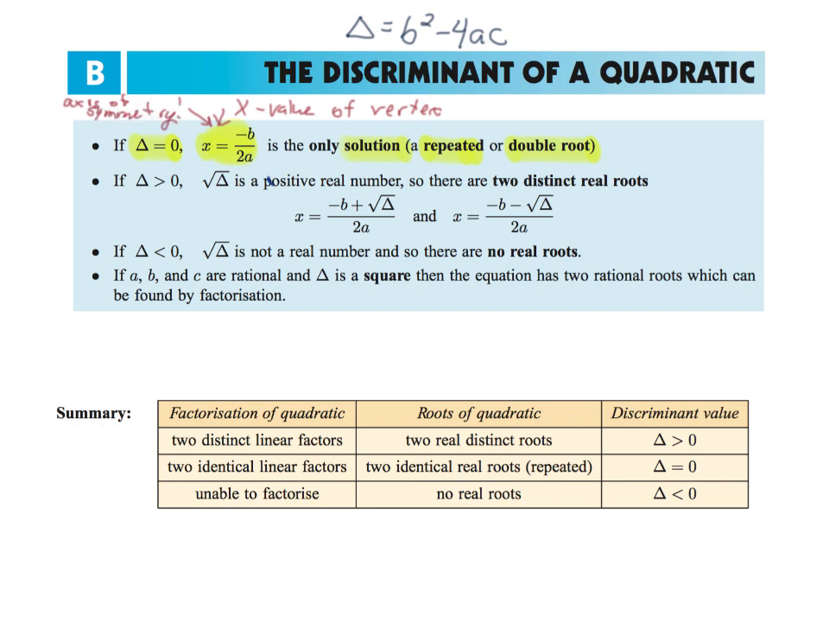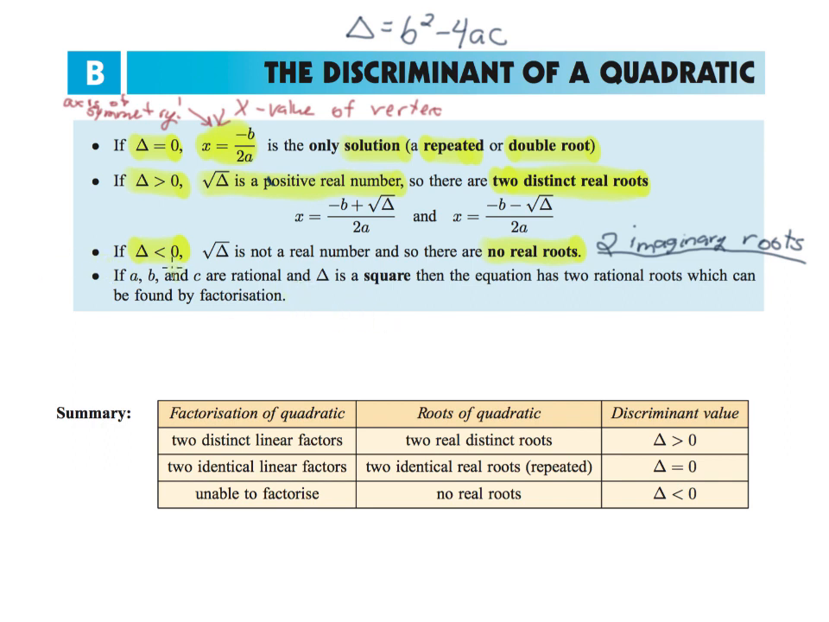If the discriminant is greater than 0, we have two distinct real roots. And those answers can be found by taking negative b plus or minus the square root of the discriminant, divided by 2a. If the discriminant is less than 0, we have the square root of a negative number, which is no real solutions. Instead, we have two imaginary or complex solutions. Remember, solutions and roots are the same thing.